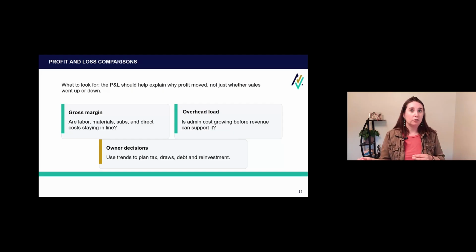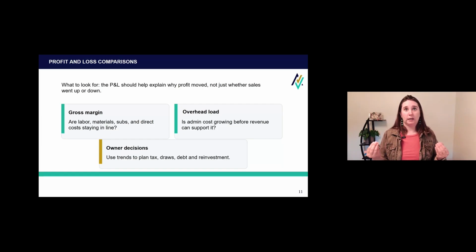So, looking at your gross margin on a regular basis and making sure that you are estimating and invoicing as best you can. Overhead load, this is where you're going to look at your administration and overhead expenses. So, this is your overall insurance that you may have, or your overall administration labor that you have, the rent that you have for storing your construction items. Looking at those separately is really important. And then as you compare things, you will also be able to make some better owner decisions.